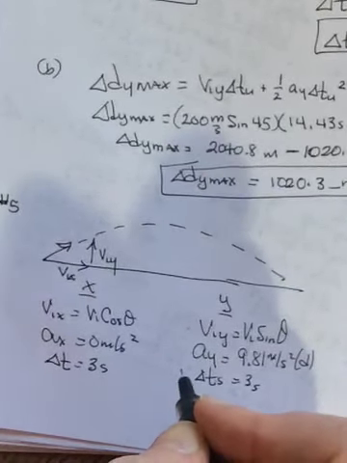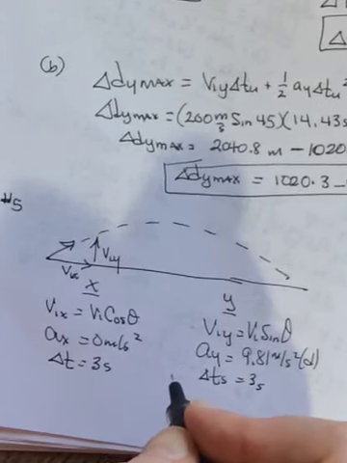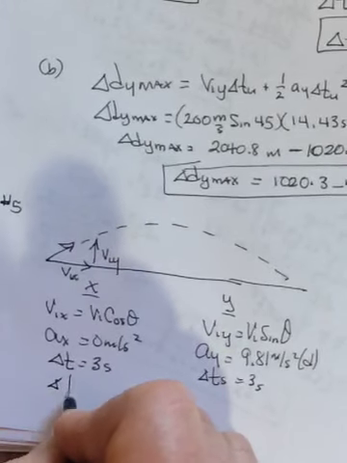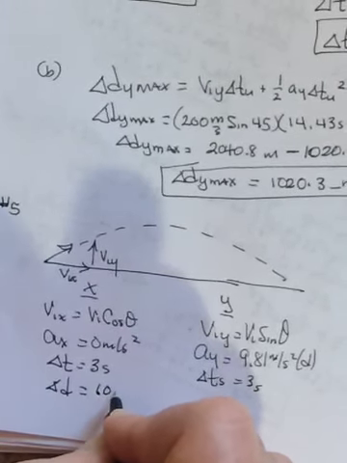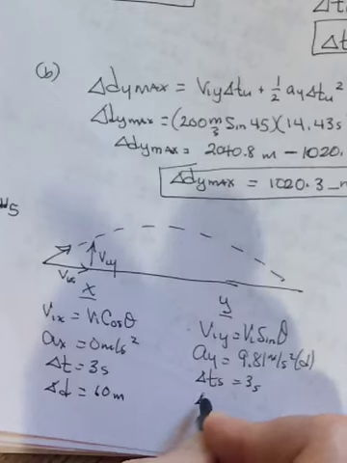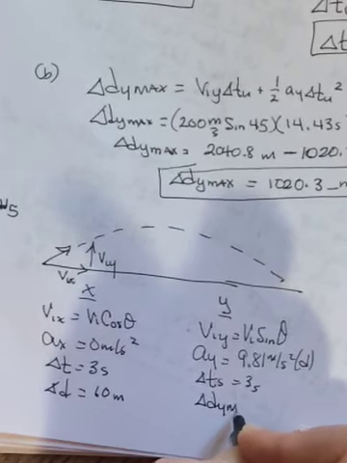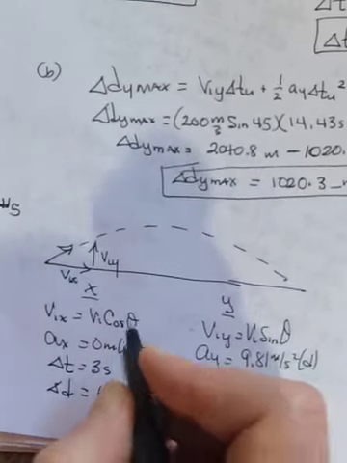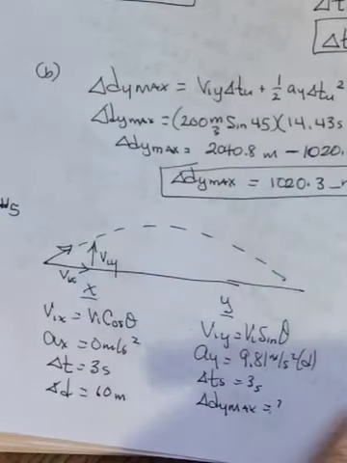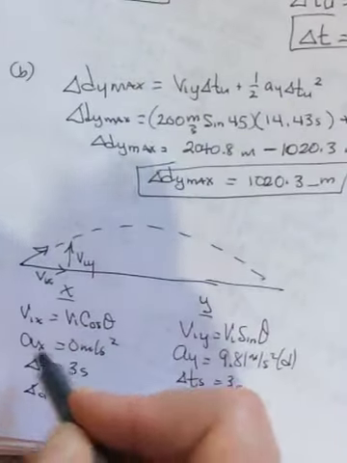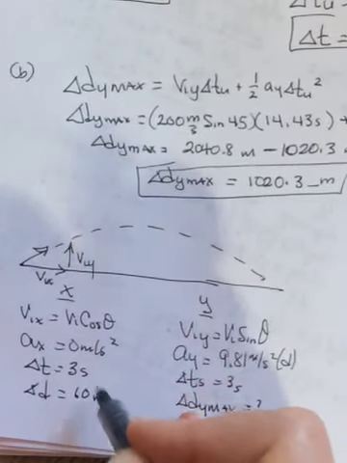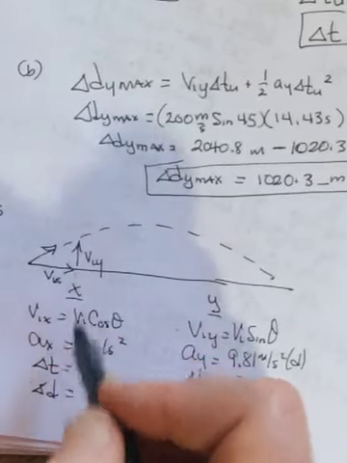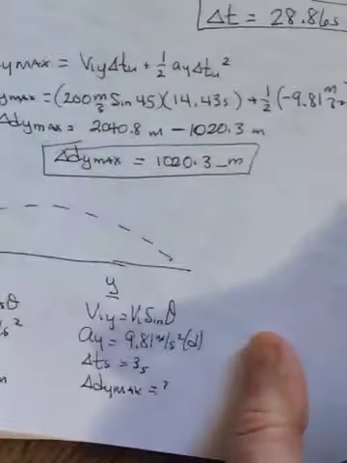And then it says how far in the air did it rise? Sorry, I missed it. Horizontal distance is 60 meters. How far in the air did it rise? What is delta dy max? And with what velocity was it thrown? So we need our VIY and our VIX. Okay, so if you take a look at your x direction, you can find your VIX.